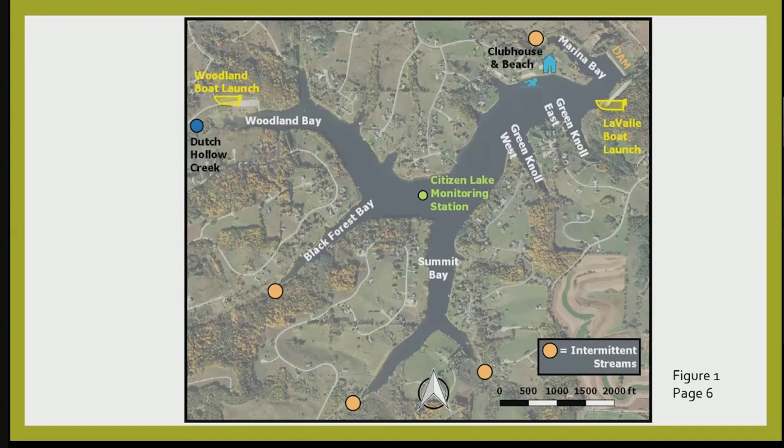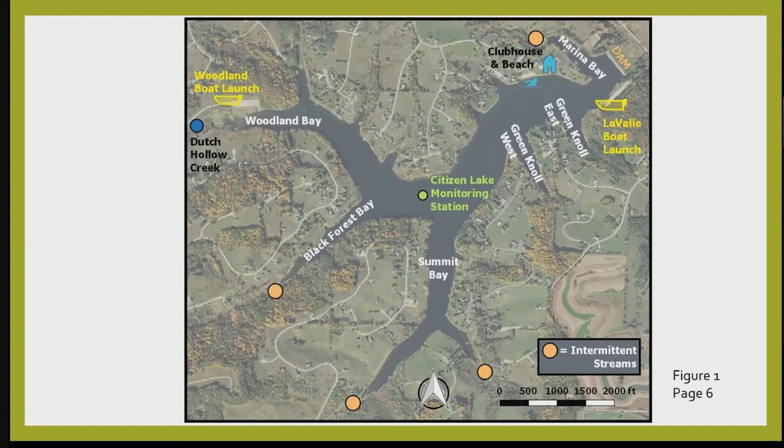As I present results, I will be referencing where the figures and the tables can be found in the report. As I mentioned, this is on page 6 of the report. Also, I'm going to go over the overall aquatic plant survey results first, quick, and then I will focus on Eurasian water milfoil results.